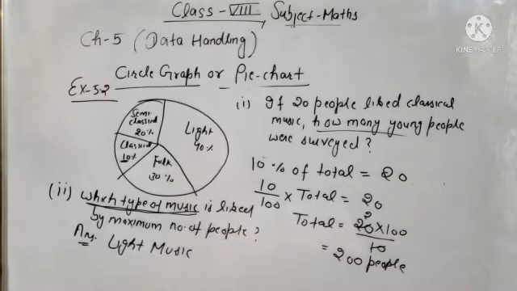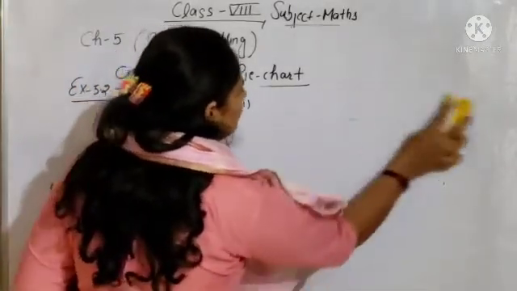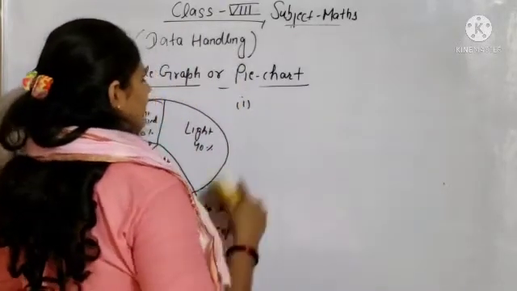Third, if a cassette company were to make 1000 CDs, so how many of each type would they make? Okay, if a cassette company were to make 1000 CDs. So question number third part. Third part beta.